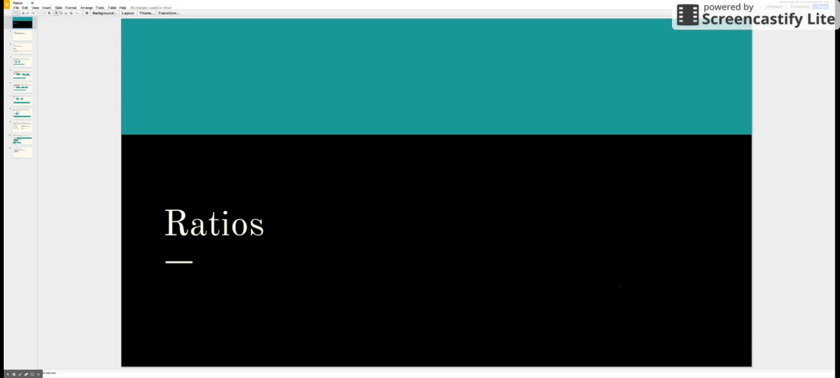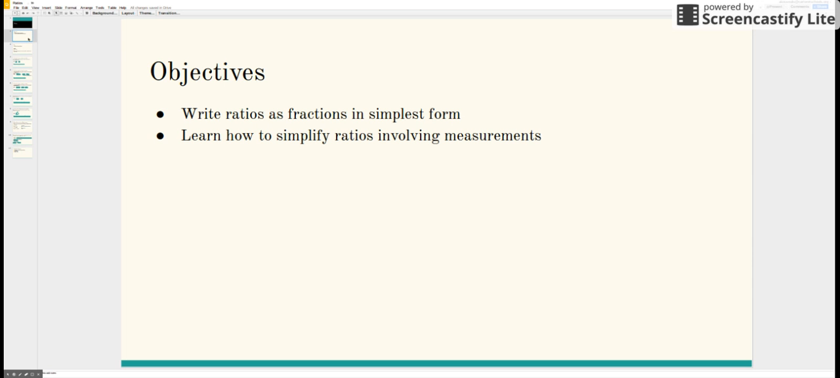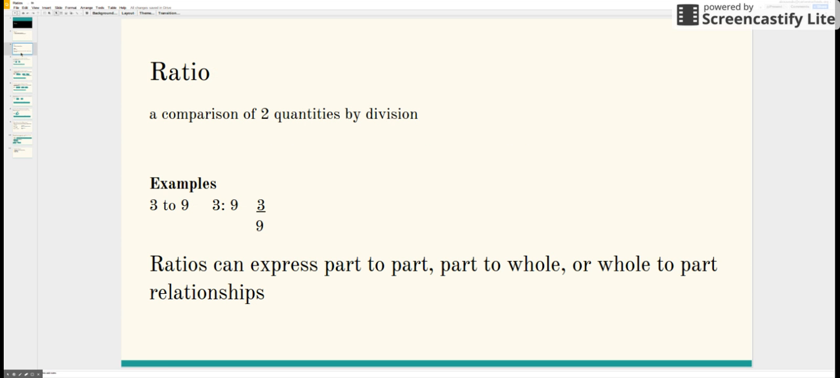Hi there. In this video, you're going to learn about ratios. Your objectives for today are to write ratios as fractions in simplest form and to learn how to simplify ratios involving measurements. First, we need to start off with what a ratio is. A ratio is a comparison of two quantities by division.